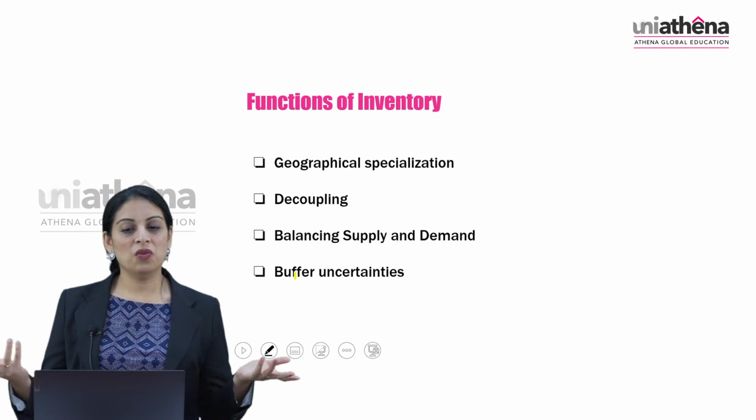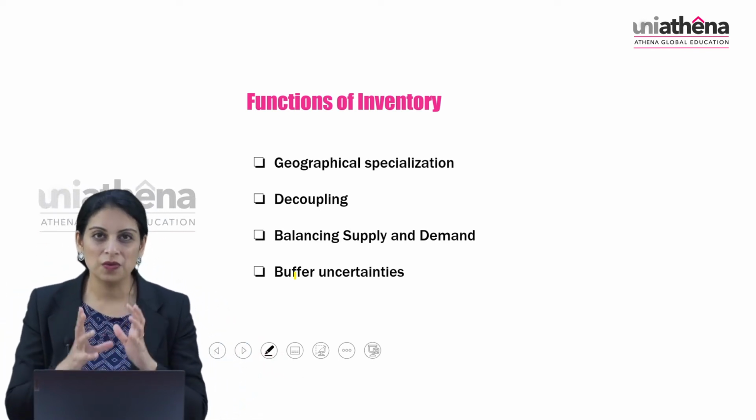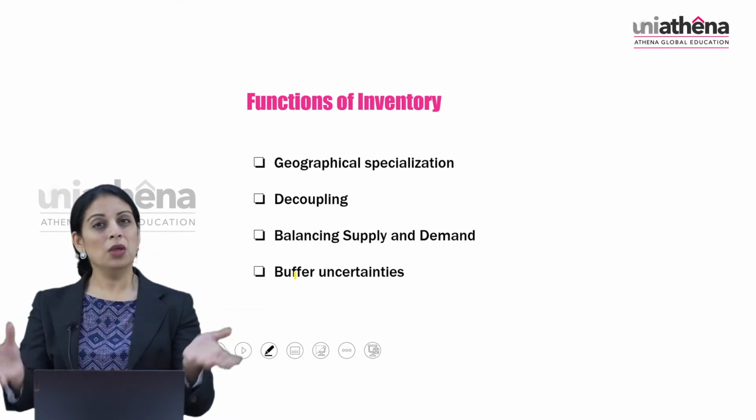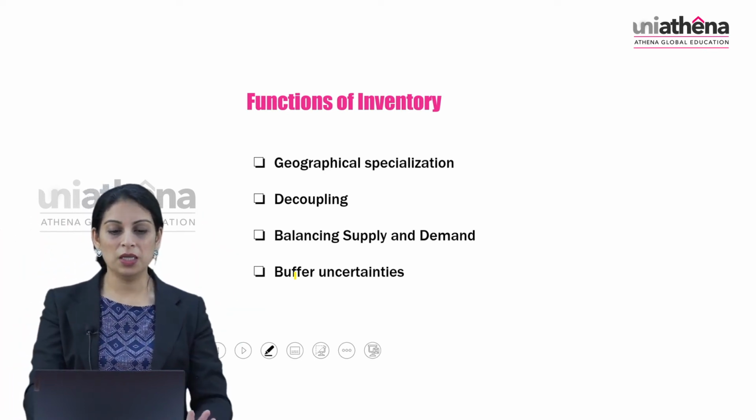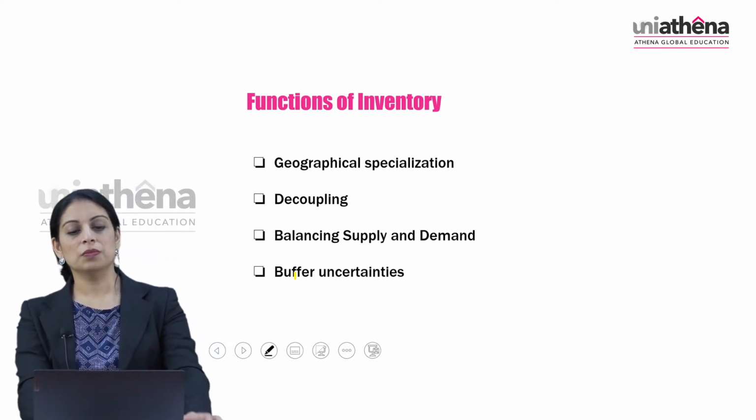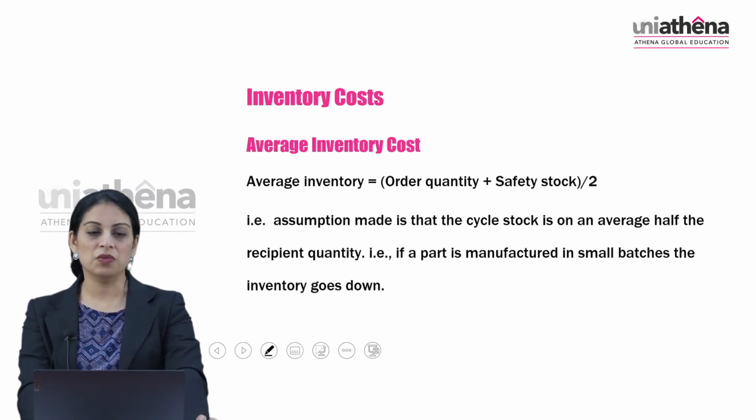Now, functions of inventory: geographical specialization. Depending on the geographical location of your facility or your manufacturing unit, you need to have an inventory for the raw materials or the items in that place. Then you have decoupling, balancing supply and demand, and of course buffering uncertainties, where you have a safety stock kept for your organization.